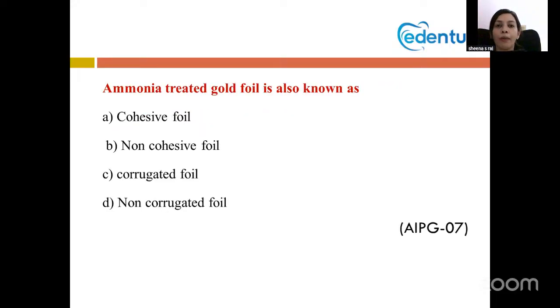Now coming to some of the important questions from gold. Ammonia treated gold foil is known as non-cohesive foil. If there were no adulterants or impurities like ammonia, there might be adhesion of the gold taking place. That is called cohesive gold. Non-cohesive gold means there is no adhesion of the gold. We have to remove the surface adulterants like ammonia, and only then can we make that gold cohesive. So these are the non-cohesive gold.